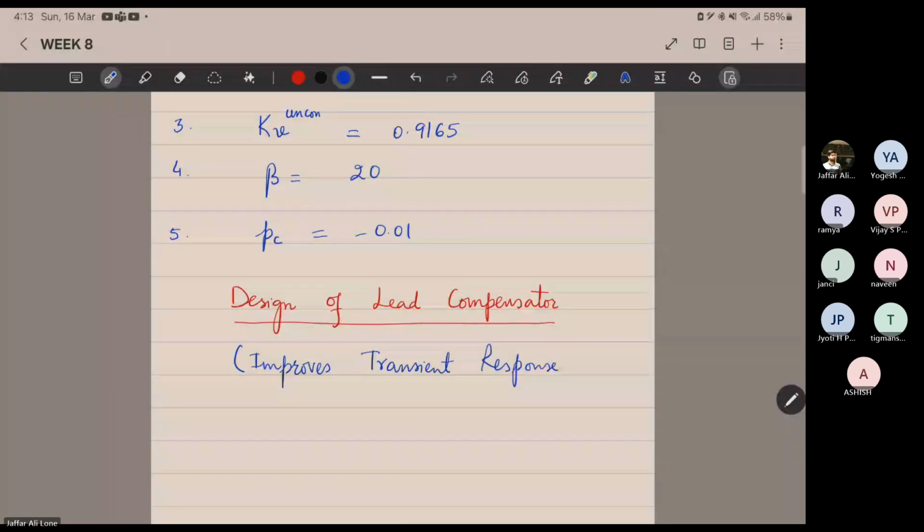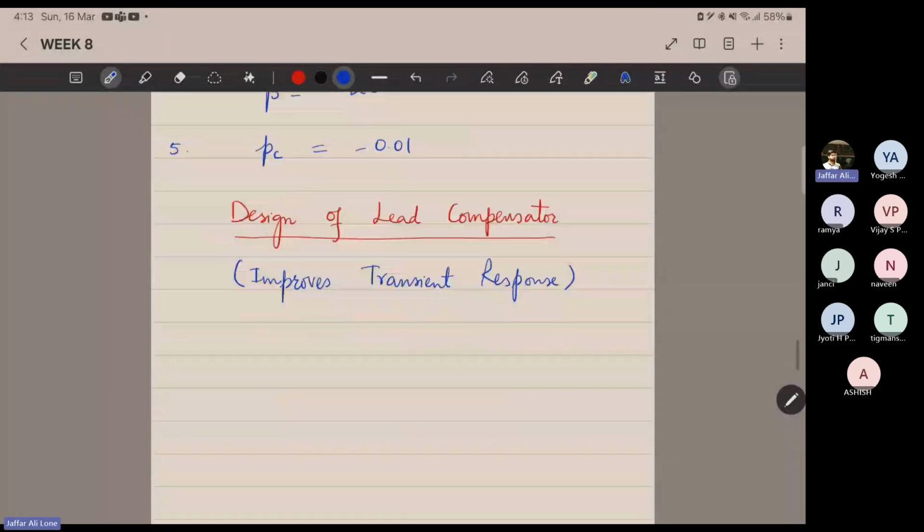Okay. So let's move towards the design of lead compensators. As I said, the lag compensators are used to improve the steady state characteristics, that's the steady state error. But this lead compensator is used to improve the transient response, right? In the transient response, you have overshoot, etc.